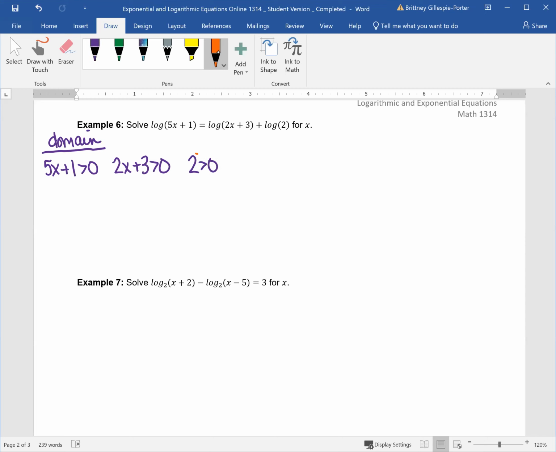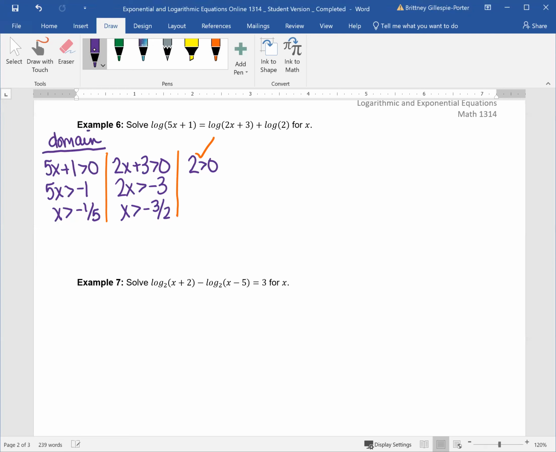The 2 greater than 0, that's fine. We know that 2 is going to be greater than 0. In our first one, when we subtract the 1, we get 5x greater than negative 1, so x is greater than negative 1/5. In our next one, subtract the 3, we get 2x greater than negative 3, and x greater than negative 3 halves. And if you're wondering, that is approximately negative 1.5 and negative 0.2.